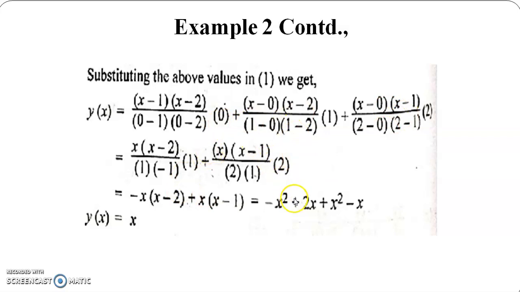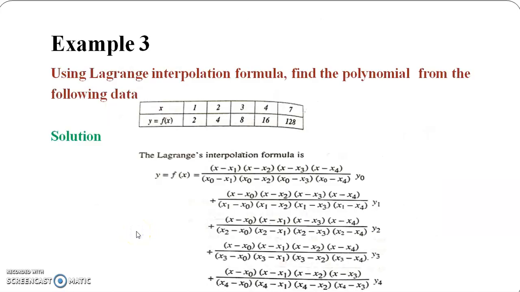Now simplify this expression, we get a simple function x. So this is the solution, right? Now example 3. Using Lagrange interpolation formula, find the polynomial from the following data.